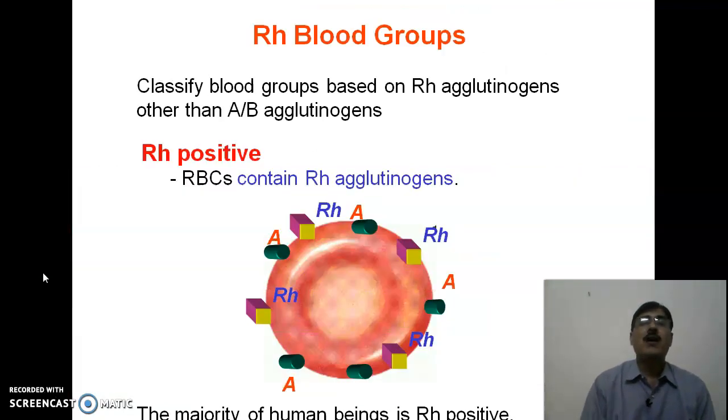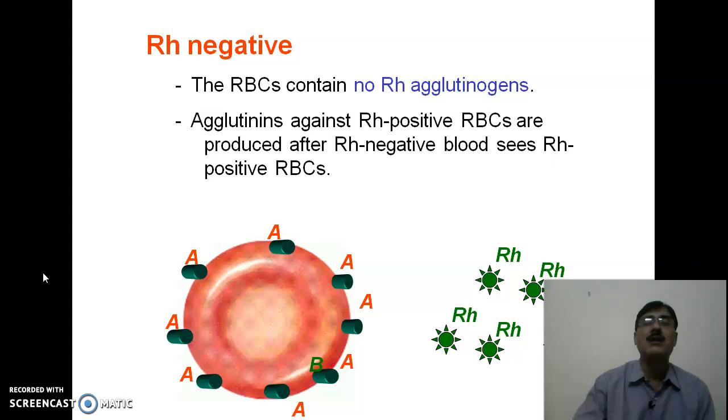Now, what are Rh blood groups? It can be either positive or negative. It means it can contain the Rh agglutinogens. If it contains the Rh agglutinogen, it is positive, and if it does not contain the Rh agglutinogen, it is negative.